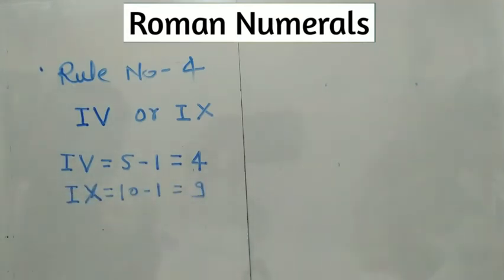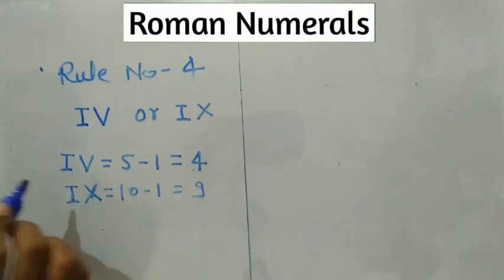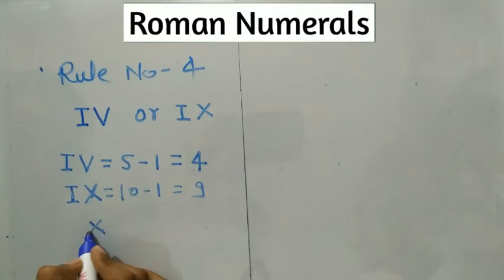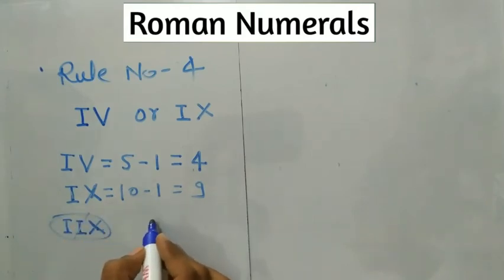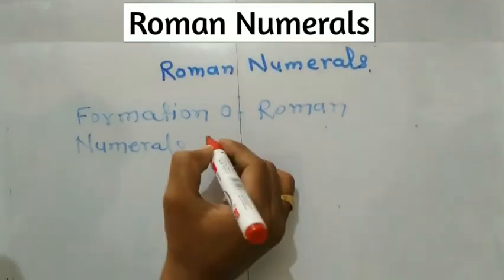But this rule says that we cannot write I more than once on the left-hand side of either X or V. So we cannot write I in this manner. This is wrong. As well as we cannot write I like this. This is also wrong.